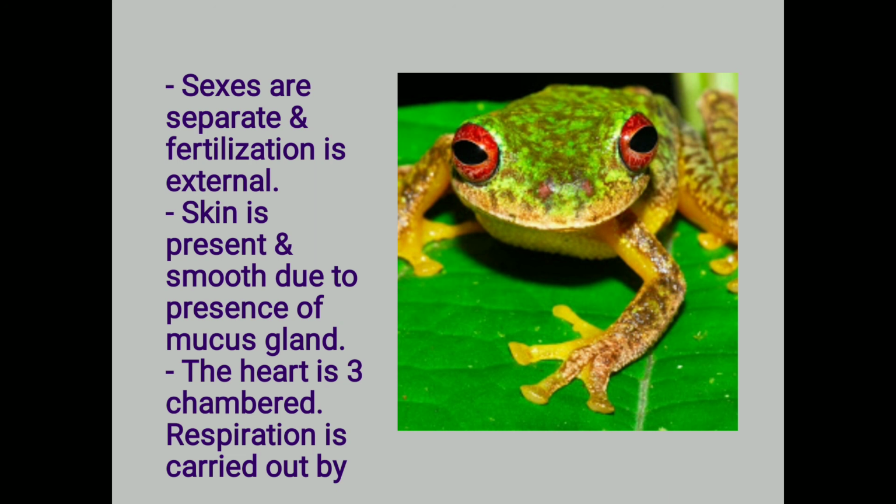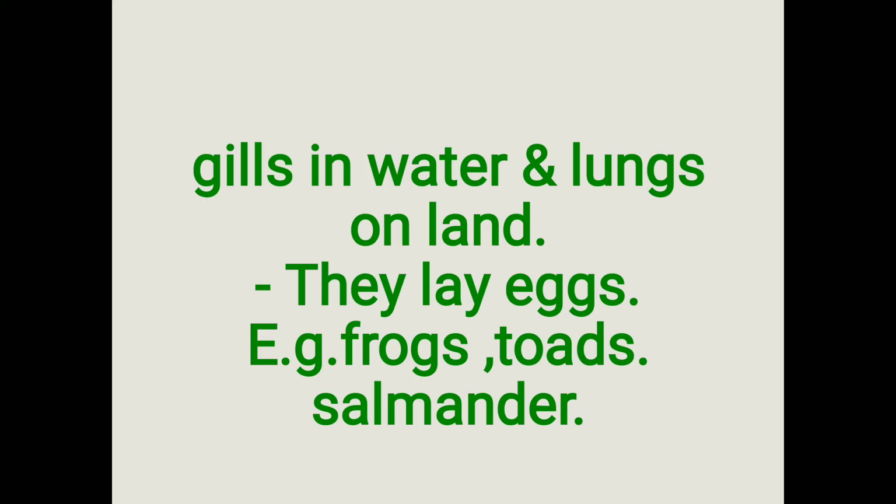Skin is present and smooth due to the presence of mucus glands. Skin smooth है, slippery है, because of the presence of mucus glands. Mucus एक slimy secretion होती है that helps in giving smoothness. The heart is three chambered. अभी हमने देखा Pisces have a two chambered heart, but the amphibians have a three chambered heart, showing evolution, simple to complex change. Respiration is carried out by gills in water and lungs on land.